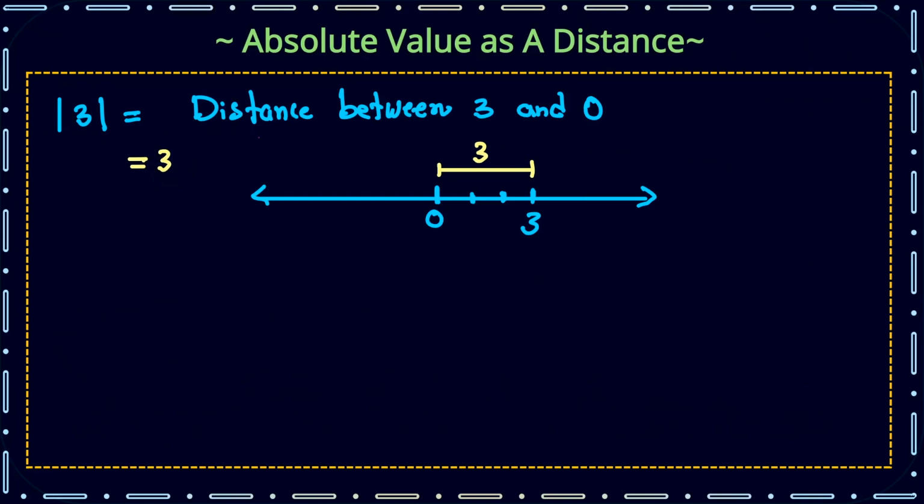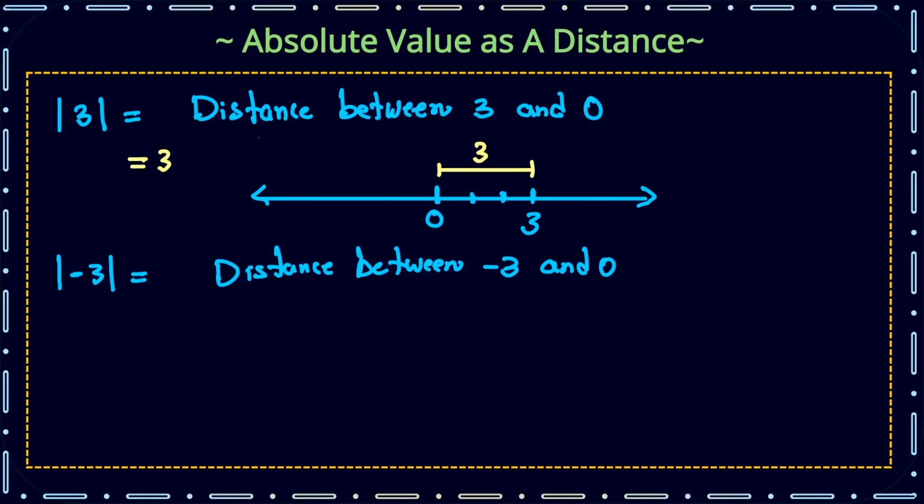Now what about absolute value of -3? This can be interpreted as the distance on the number line between -3 and 0. Let's use the same number line, locate -3. Then we're going to count or measure how far -3 is from 0. And once again, we're looking at 3 units. So absolute value of -3 is equal to 3.